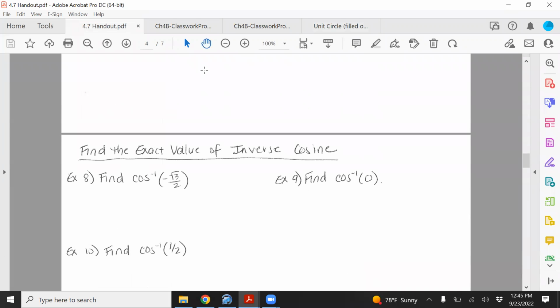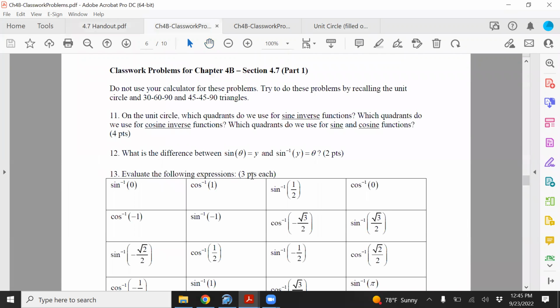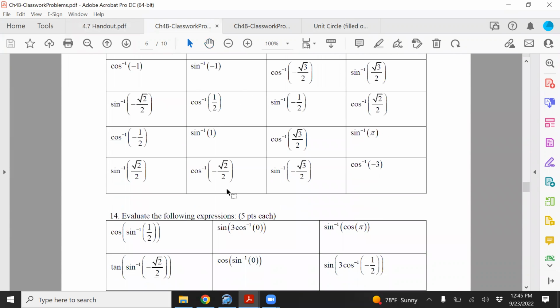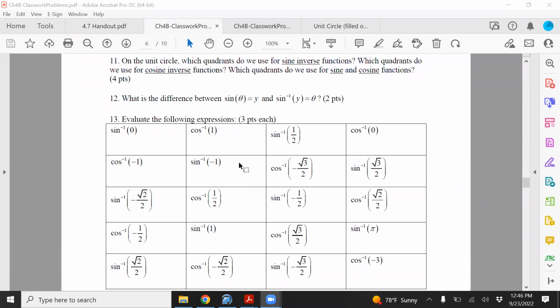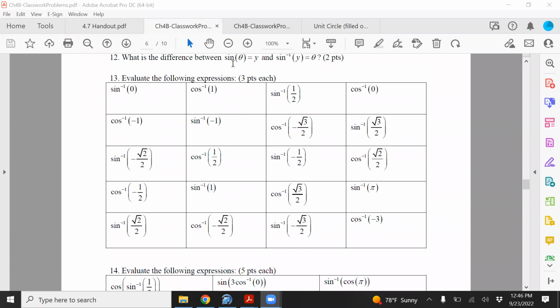Homework. Let me tell you what it will be. This is a lot to do. I'm not going to have you guys do 14 because I think it's a little much. But I'm going to have you guys just do number 13. It's just fill out the table. So this is homework right here. It's just going to be that table.